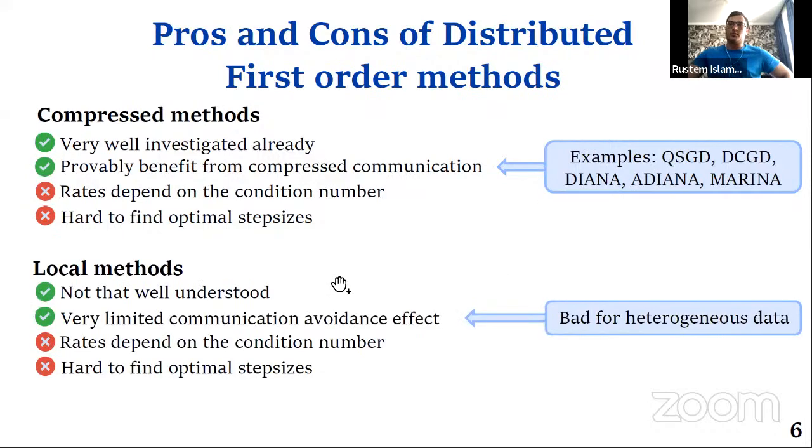Okay, so here you can see some examples also. If we look at local methods, they are not so well investigated, and there are some papers which indicate that such methods are bad for heterogeneous data, when the data distributions between two devices are far from each other. But these methods still have two problems: the rate depends on the condition number and the choice of step size.